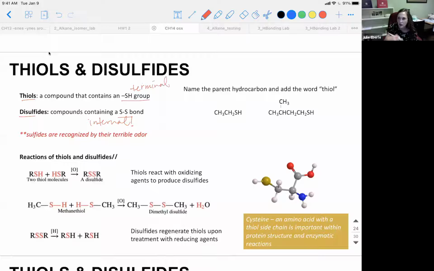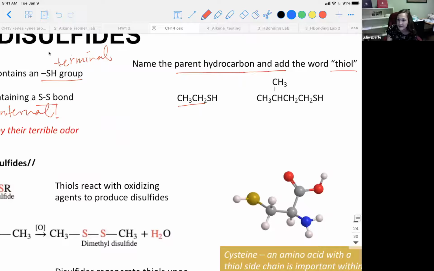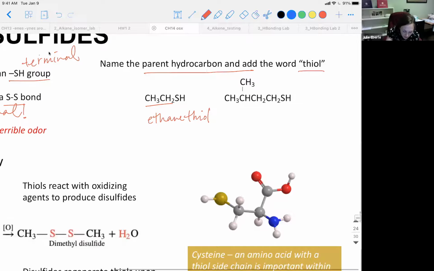It's going to occur at the end. So the way, well, I said we're done with naming, I lied. The parent hydrocarbon, you name that, and then you add the word thiol. So this one would be ethanethiol. And for ethane, we don't even have to put a number because no matter which carbon it's bound to, you get an identical compound. But here we do have to number it.